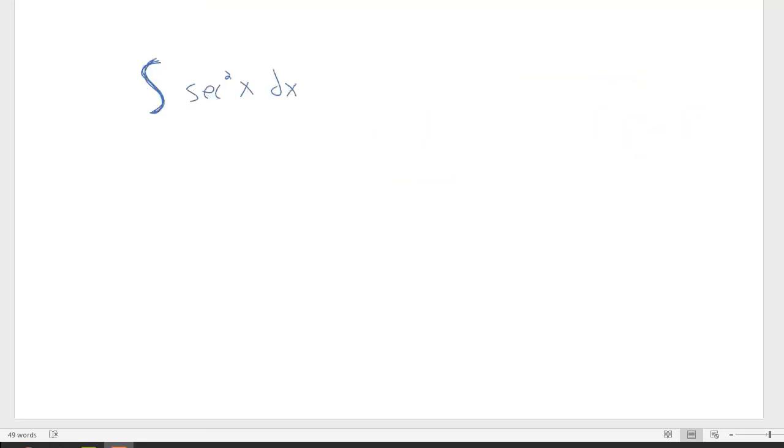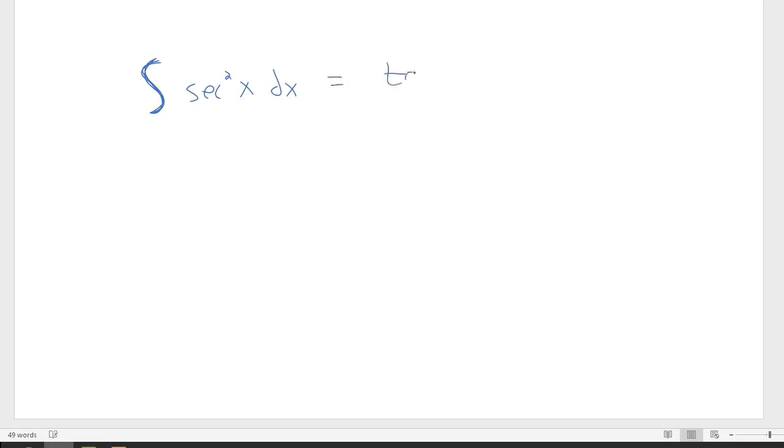Let's take a look at this example where we're finding the integral of secant squared. Now again, this is an indefinite integral because I don't have limits of integration, right? If I look at my integral, I don't have limits of integration. So this is an indefinite integral. So in other words, we are looking for the antiderivative of secant squared of x, right? So we're asking, what do I take the derivative of to get secant squared?